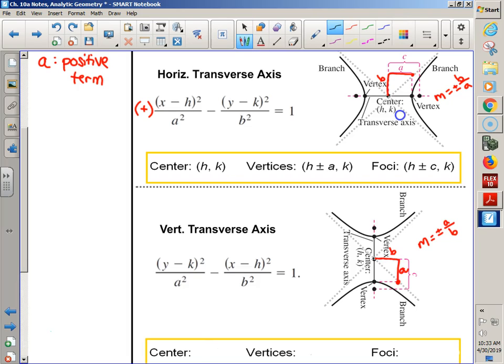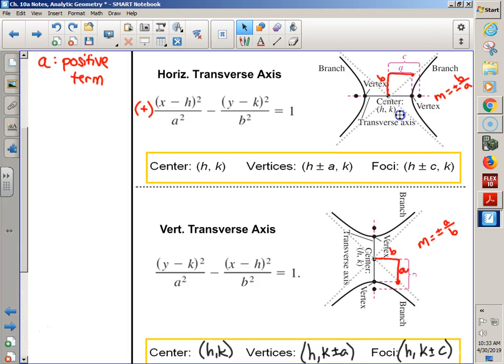So then, guys, guess what? Down here, the center is HK. Vertices. Hey, guys, if the orientation switches, what do you think I'm adding and subtracting A from instead of the H? So how about with the foci? Who am I adding and subtracting C from instead of the H?